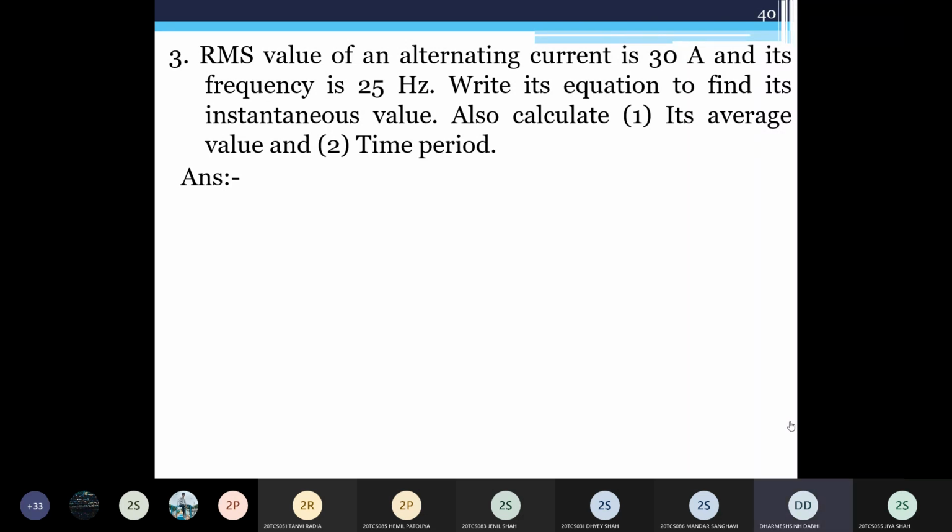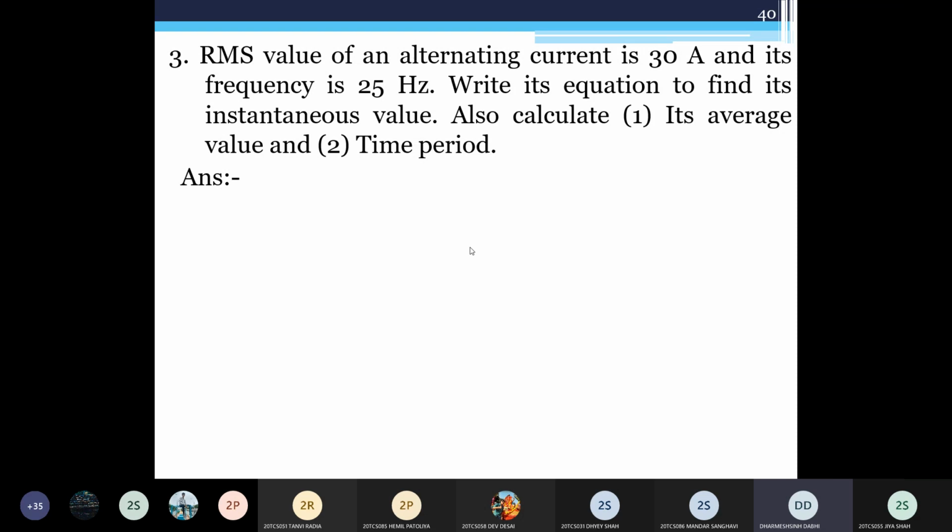See how we write the equation. Any alternating quantity i is equal to Im sine omega t. So what is Im here? Im is equal to IRMS into root 2. Yes, IRMS into root 2.